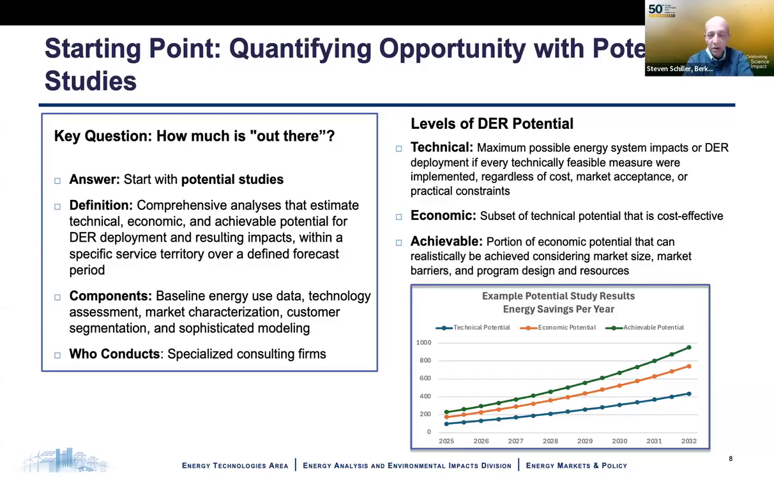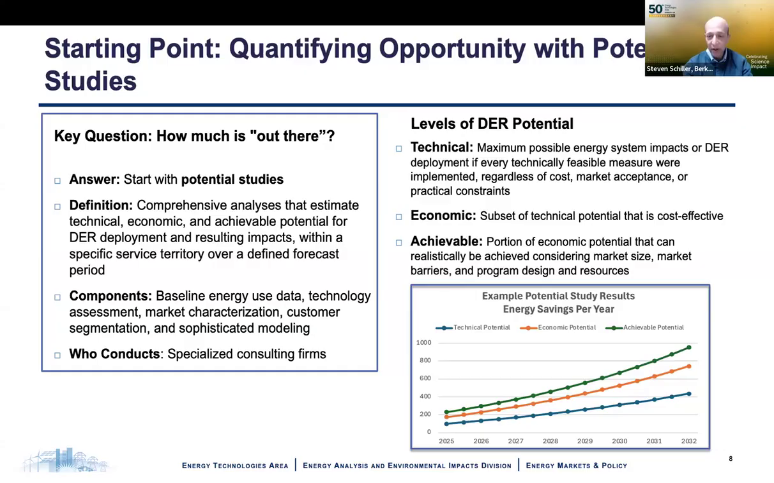And to put that together, you need a bunch of baseline energy use data. You need to understand the technology, characterizing the market, which technically means looking at how much of the technology or the strategy, the behavior already exists, and then looking at various customers and doing modeling based on the experience of different programs to come up with an estimate of what the potential is that's out there. The folks that conduct these studies tend to be specialized consulting firms that do this work around the country.